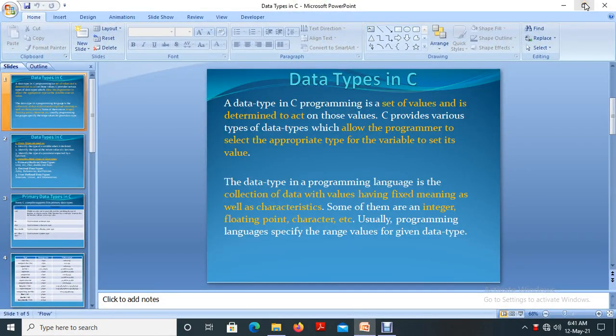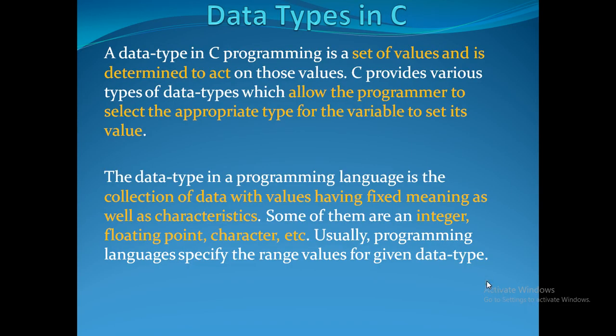Today we are going to discuss data types in C. Data types in C programming is a set of values and is determined to act on those values. As we already discussed, it's a procedure in the C programming language to inform the compiler which type of data is going to be handled with this variable. We have to inform it through this declaration. So a data type in C programming is a set of values and is determined to act on those values.